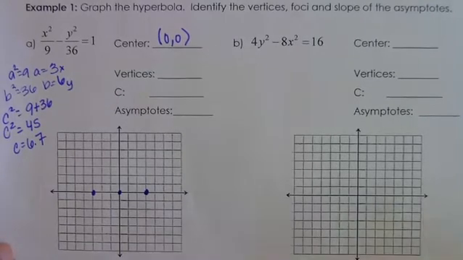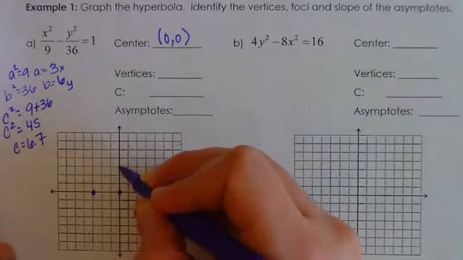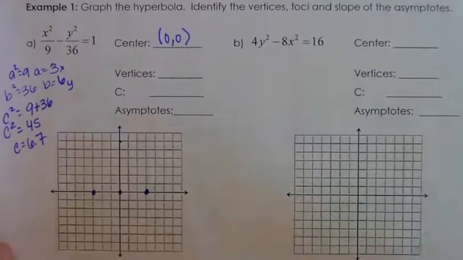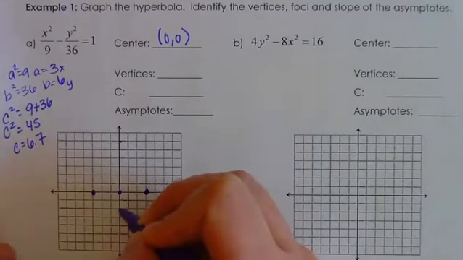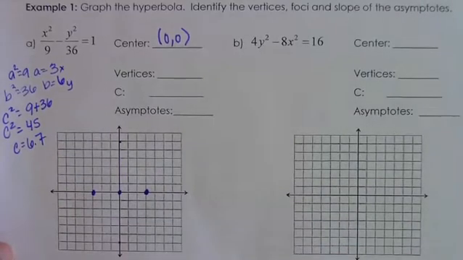So my b value is 6, and that's going to go in the y direction, so I'm going to go up 6. I'm just going to put a little teeny tiny dot, and I'm going to go down 6. Again, just putting a little teeny tiny dot because it's not a super important dot. Okay? What's important is it's going to help us draw our box to get our asymptotes.